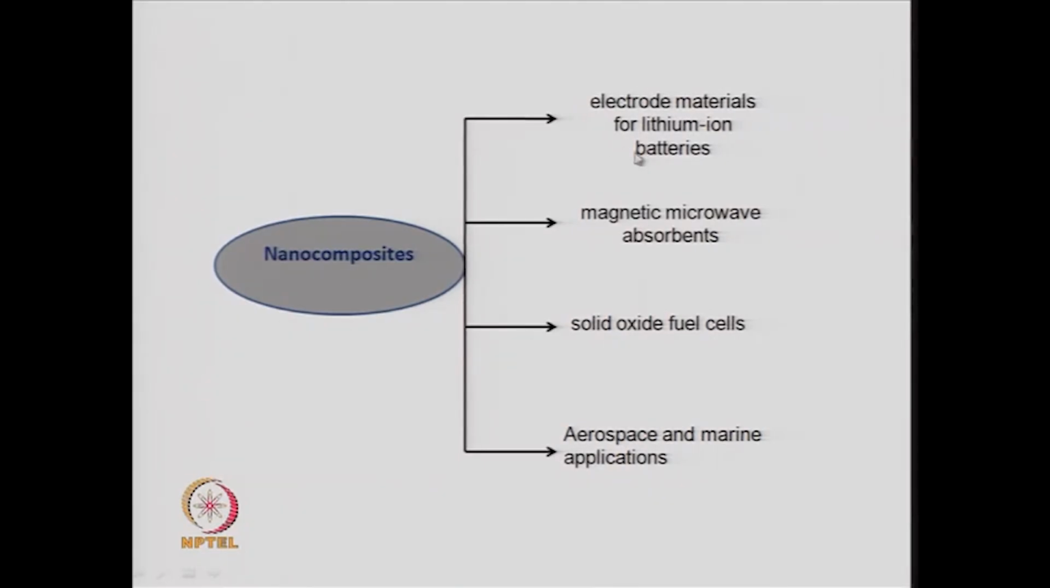So, this is a major area of scientific and industrial research where nanocomposites are being developed for electrodes. Then another area is where you are looking at microwave absorbing materials, magnetic microwave absorbing materials.